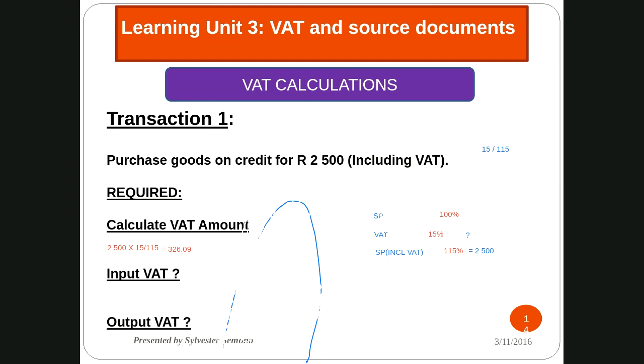Input, who agrees with Keto? Is that input? Please let me know if you support or not. Okay, civil father support. Yes, guys, I agree with you. Guys, if you don't understand, let me know. It's input, so it is input VAT. Thank you. Yes, guys, I think we are there.